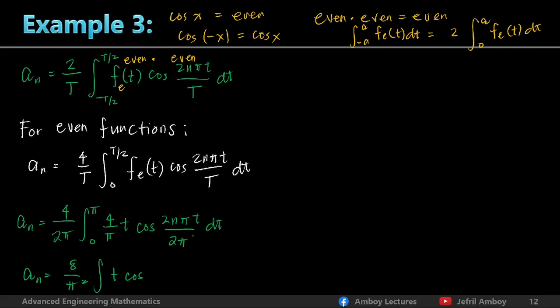T, cosine of, makakancel yung 2 pi. So, cosine of nt dt. And I will evaluate it from 0 to pi. Okay? So, ngayon, evaluate natin ang definite integral na ito. An is equal to, oops, remember that this requires integration by parts, no?